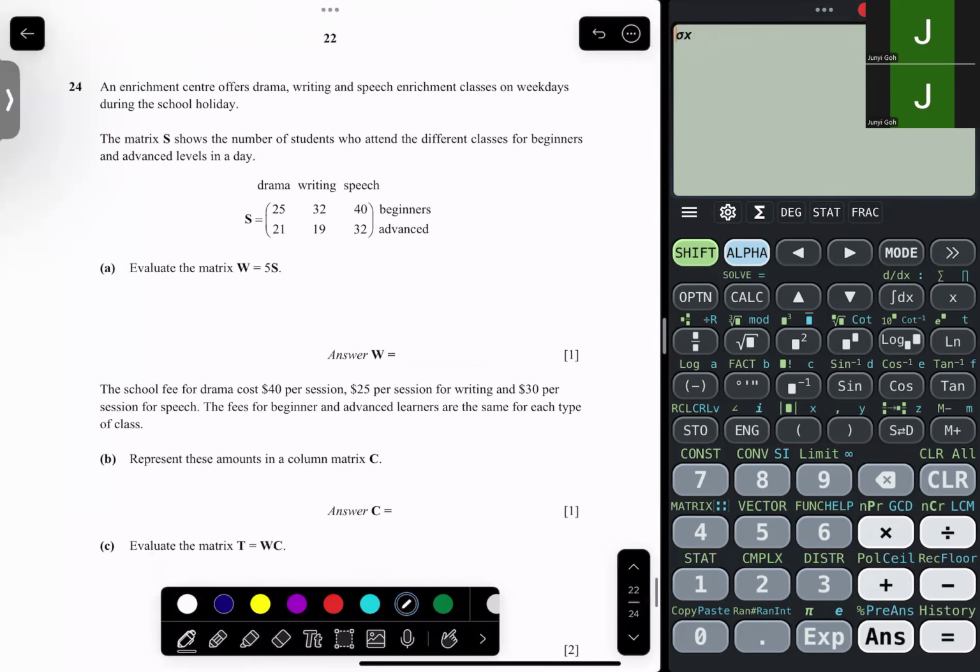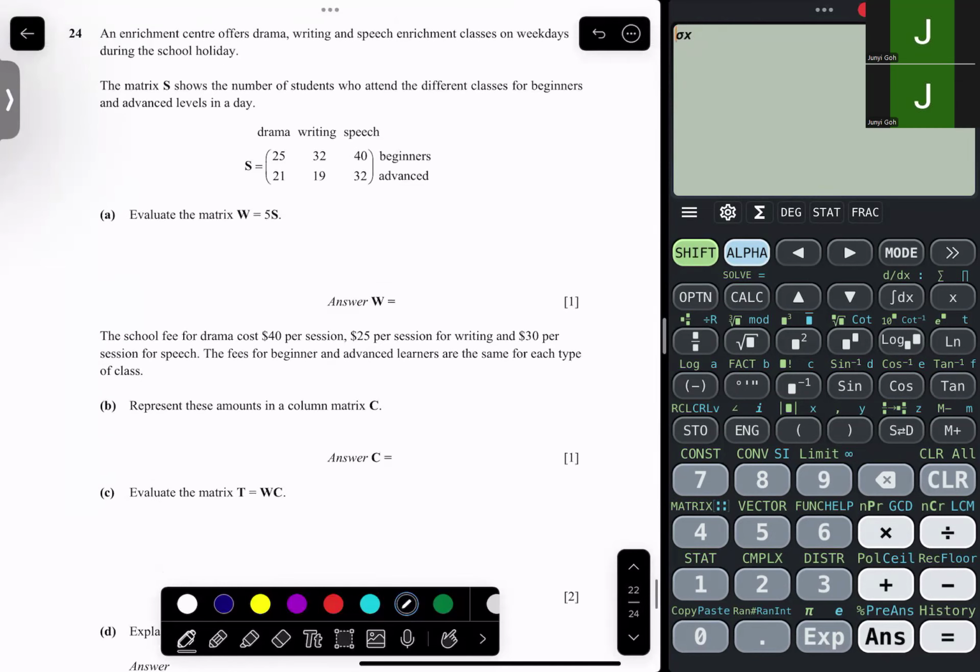Okay, 24. Matrix, right? An enrichment center offers drama, writing, and speech on weekdays during the school holiday. The matrix S shows the number of students who attend the different classes of beginner and advanced levels in a day. Evaluate the matrix W equals 5S. So this is a scalar multiplication, right? So everything just times 5. So we'll have 125, 160, 200, 105, 95, 160.